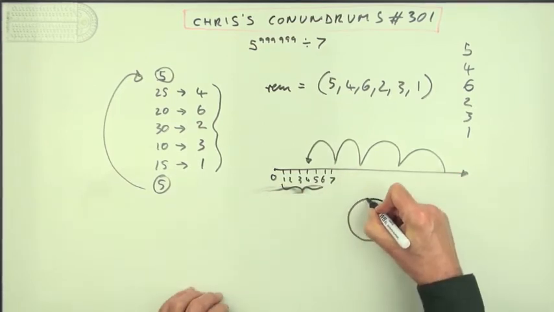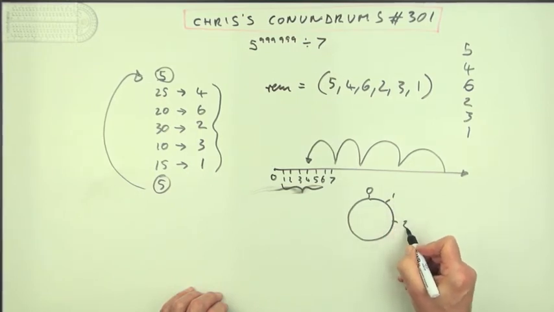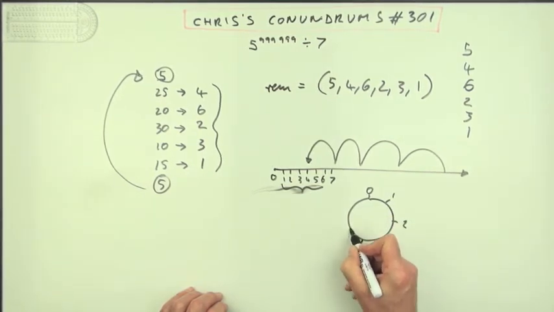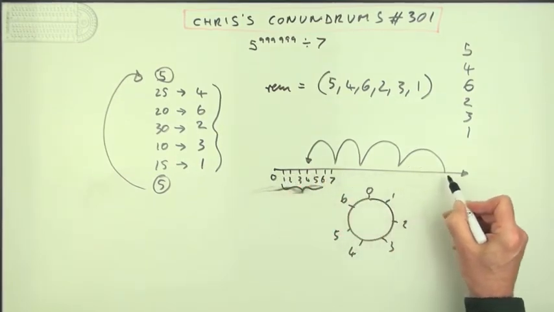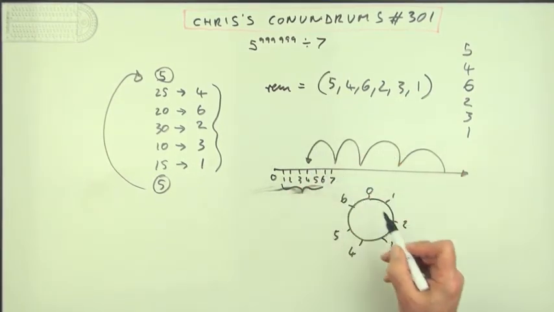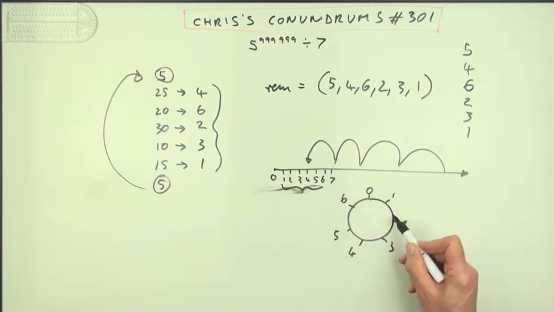and bend it around into a circle. So there's my 0 there. 1, 2, 3, 4, 5, 6. And then instead of counting forward 25 and coming back, all you need to do is count forward 25, just keep going round it, and wherever you ended up, that would be the answer.